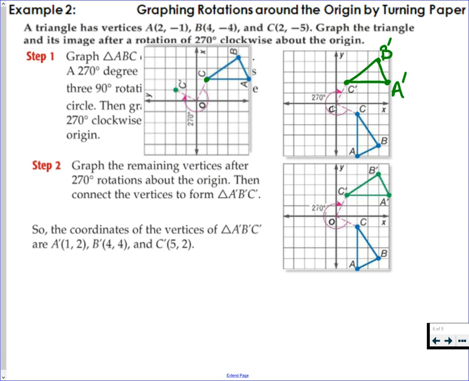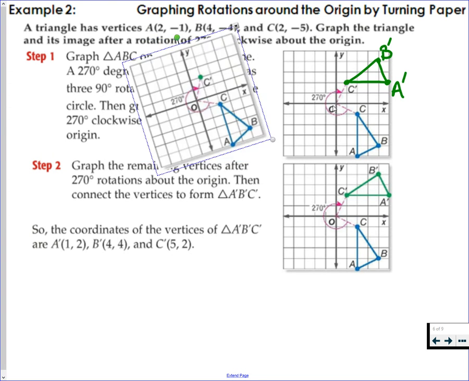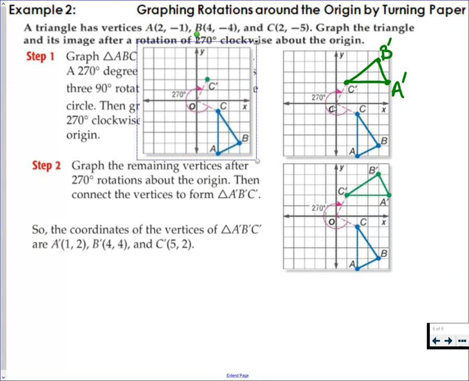Does everybody see on this one right now, this looks like it's in quadrant 1. It was in quadrant 4. So when I look at this and I look at point A and I say, oh, that looks like it's at 5, 2, what you'd have to do is then turn your paper back and then graph that point at 5, 2.